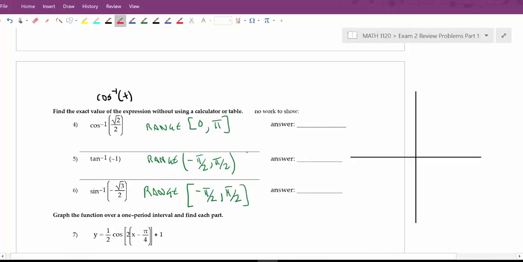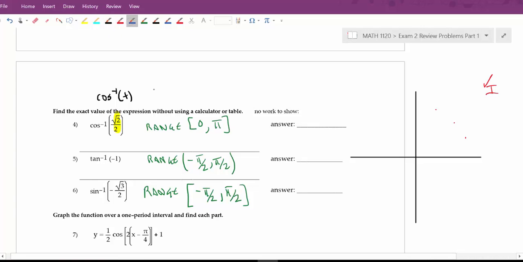Okay, inverse cosine's answer goes from 0 to pi. So you're either going to be in quadrant 1 or quadrant 2. If you have a positive value, that's going to put you in quadrant 1. So you need to look on the unit circle in quadrant 1 and find the point that has an x value of square root of 2 over 2.